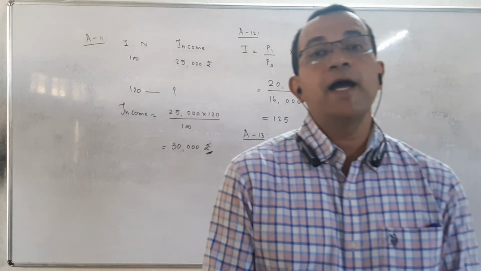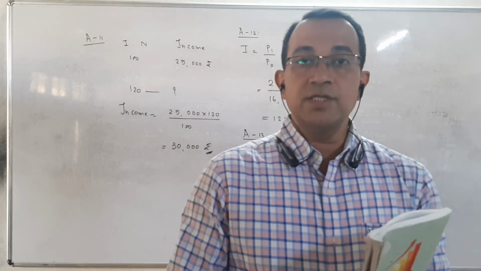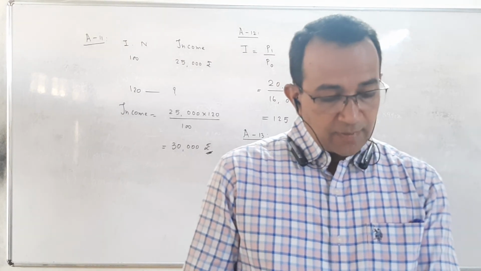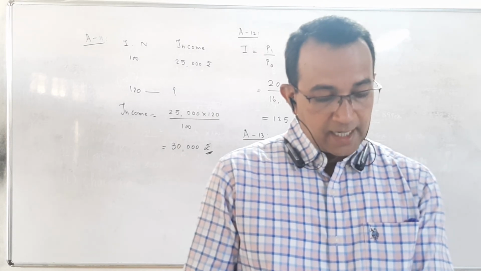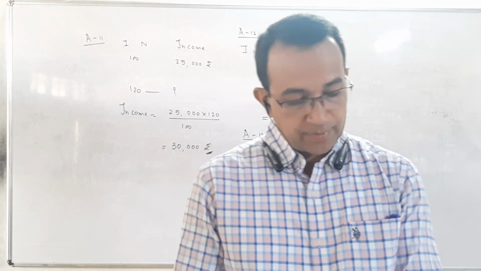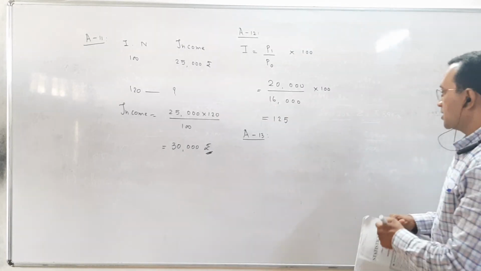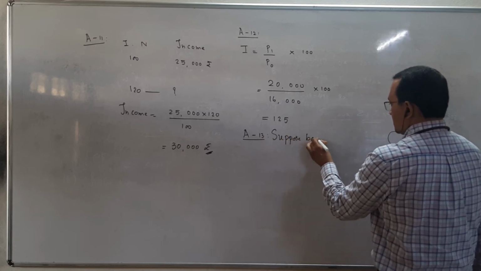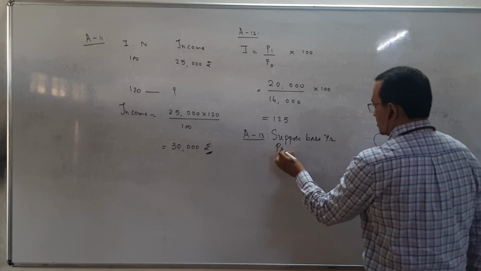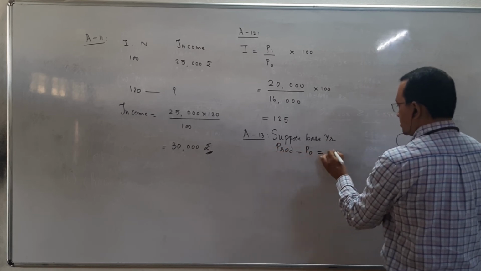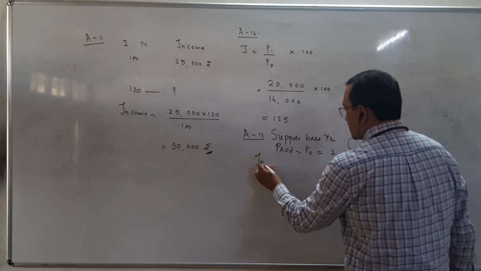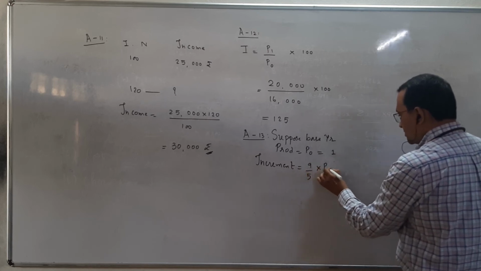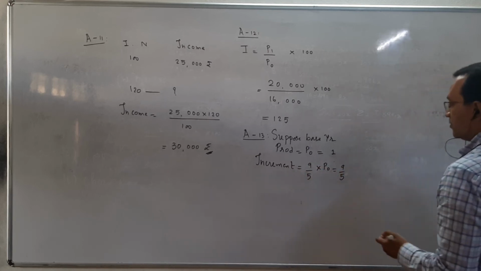Now 13th and 14th, mark these questions as very important. If the production of an item increased by 9 by 5 times in the year 16 compared to the base year, suppose the base year's production P0 is equal to 1. Increment is 9 by 5 times of P0, and that is 9 by 5.